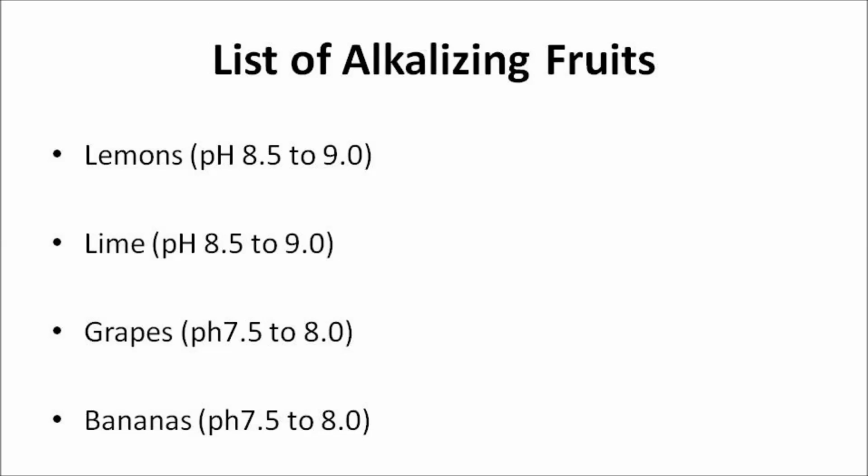Grapes are a very low alkaline forming food with a moderate alkaline pH level of 7.5 to 8.0. And bananas. They're a very low alkaline forming food with a moderate alkaline pH level of 7.5 to 8.0, and they also elevate the acid food of 5.0 in the alkaline direction.